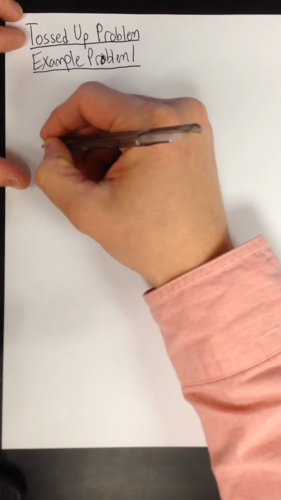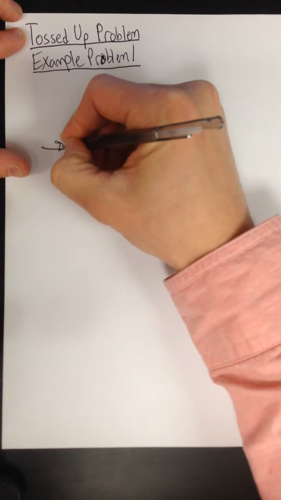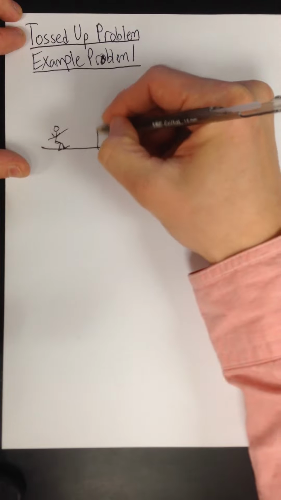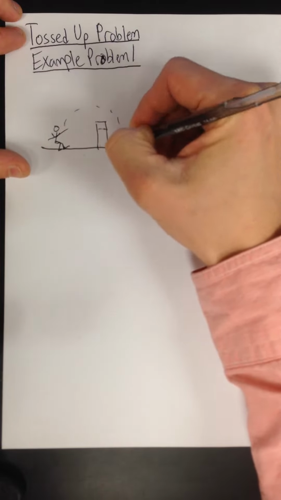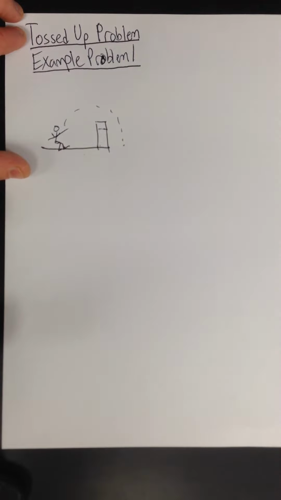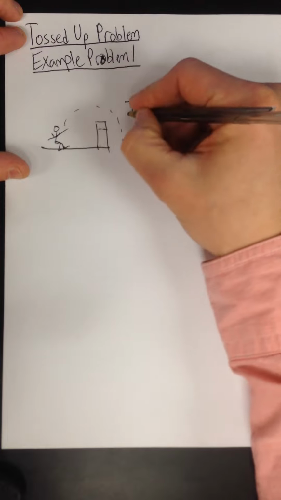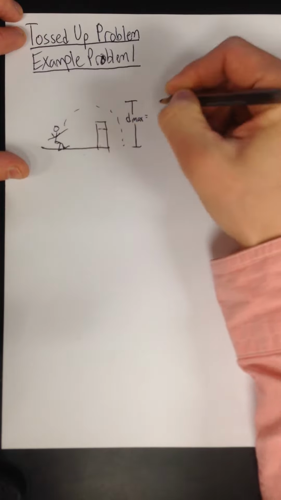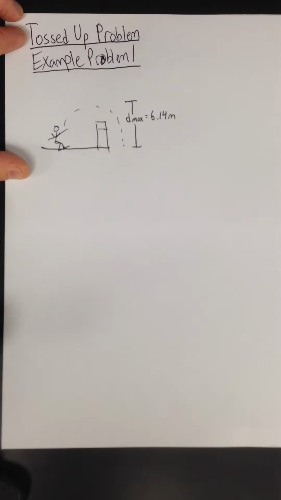Right? So let's start off with an illustration of our pole vaulter. There he is with the pole in hand, and he's trying to get over the obstacle. And there's his path right there over it. We could label the height he gets to as his maximum height, it tells us. So I'm going to write D max equals 6.14 meters.